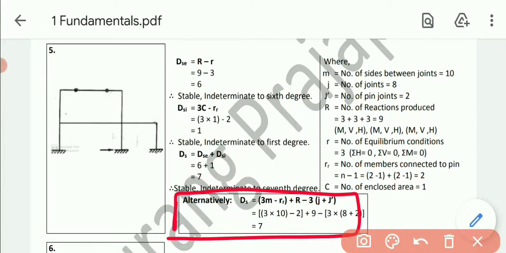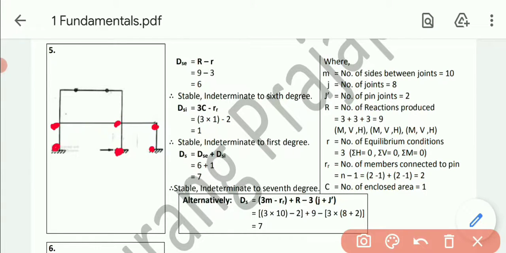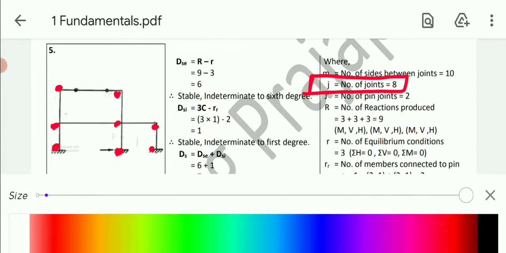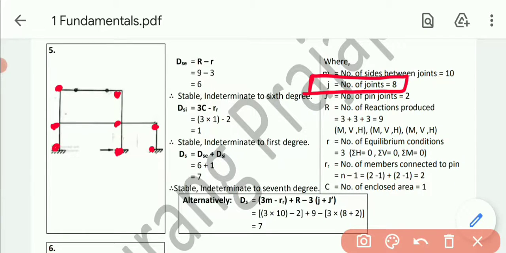Now alternatively, if I want to use this formula, I will need the value of Zs. Now the extra term will be Zs, that is the number of pin joints. The rest of the terms are as they are, joints and number of sides. Say, first calculate joints. Okay, so 1 2 3 4 5 6 7 and 8. So these are the number of joints. Don't consider a pin as a joint, because for that one we are already calculating this, 1 2, that is the number of pin joints, that is 2.